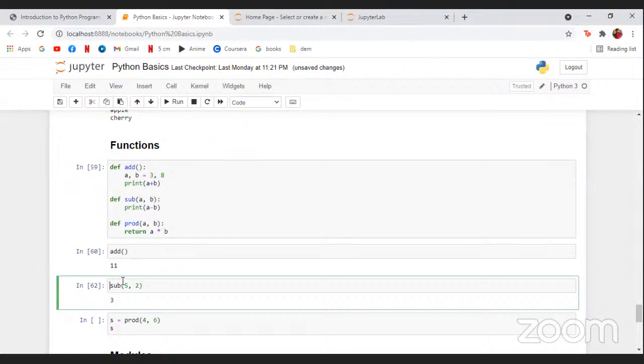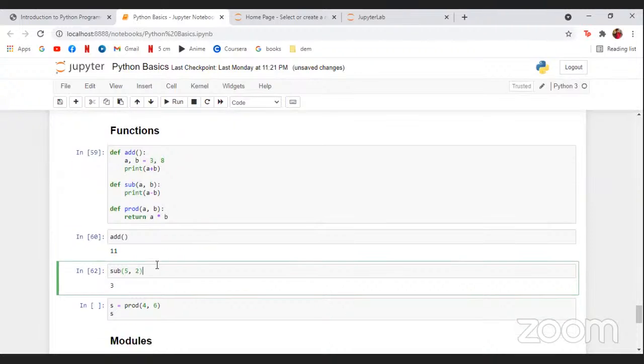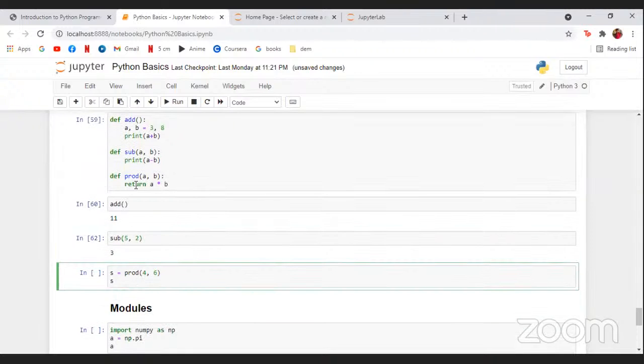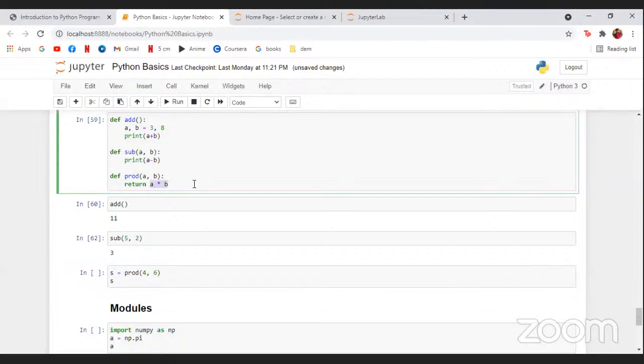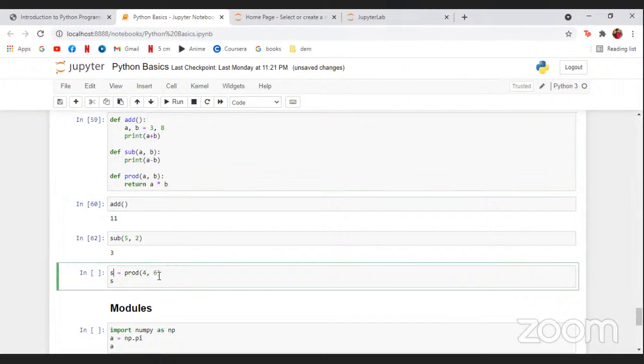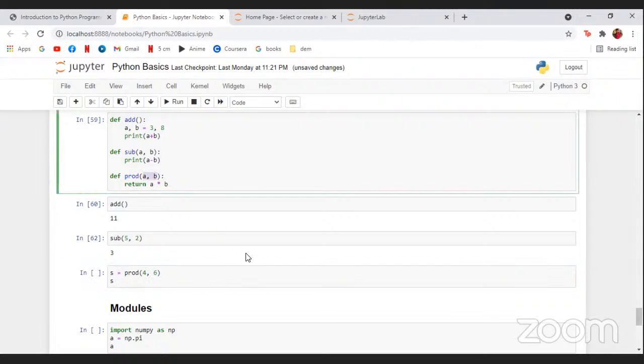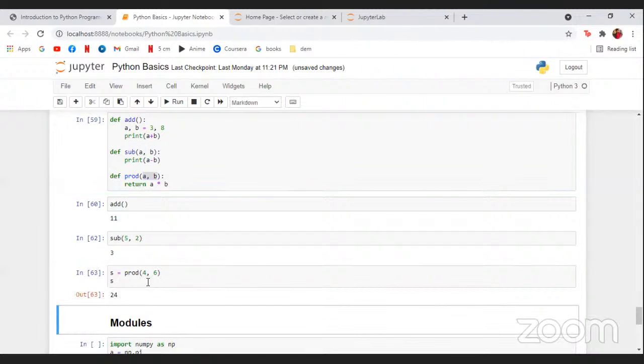This is what a function call is, by the way, where you write the name and you pass in any required arguments. So 5 and 2 are my arguments, and A equals 5, B equals 2 happens automatically. Then A minus B is done, which is 5 minus 2, and it prints that as 3. Similarly, when I'm doing prod, since I'm returning this value, some variable has to be there to accept that value. S in this case is that variable, and S equals prod 4, 6, because I need 2 inputs. So 4 and 6 are my inputs. And if I print S, I get the product of these numbers.